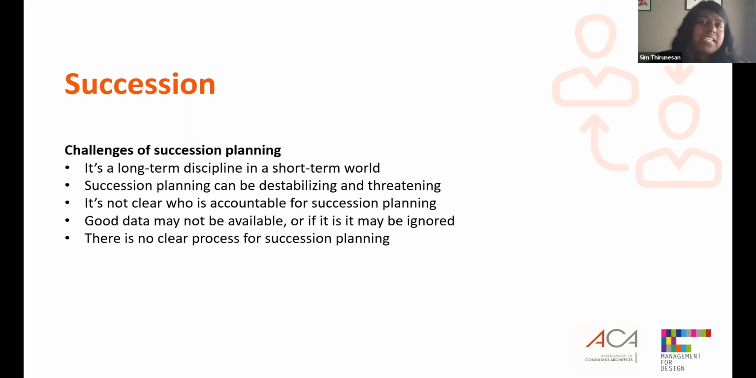But succession planning is not without its challenges. By its very nature, succession planning efforts will take years to bear fruit. While current leaders are typically rewarded based largely on short-term accomplishment, it requires a mindset shift and forward thinking without immediate gratification. It can also feel destabilizing or even threatening.